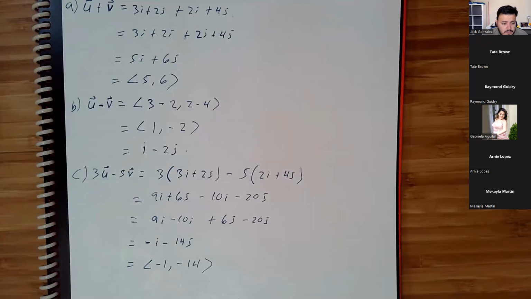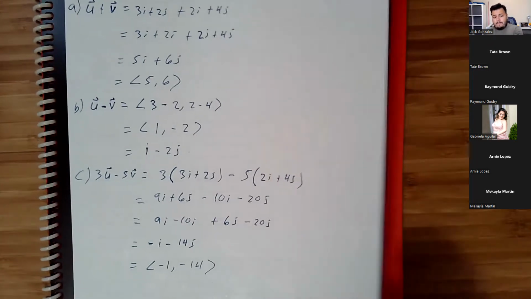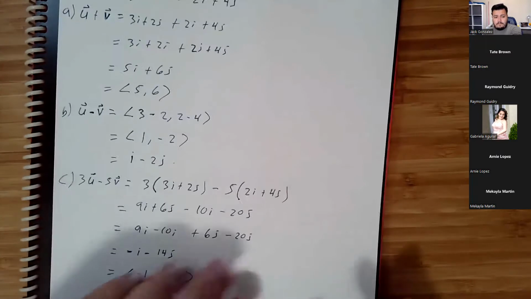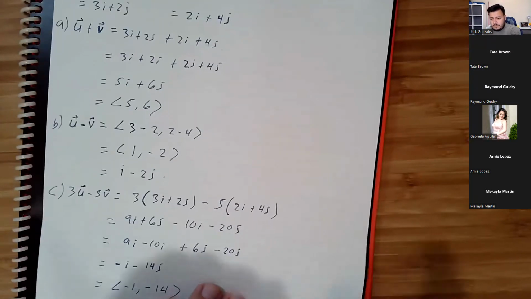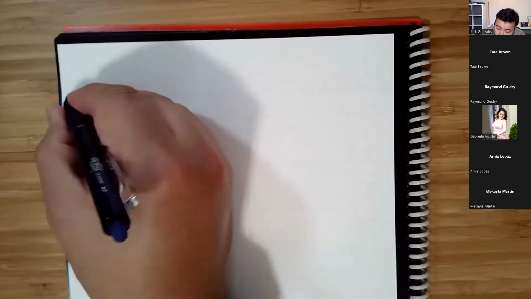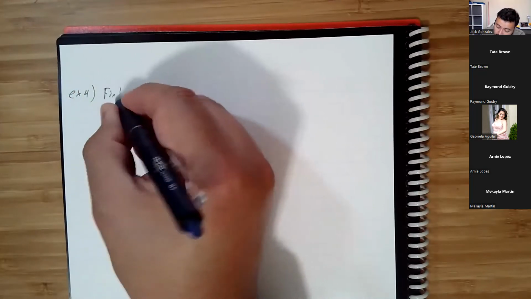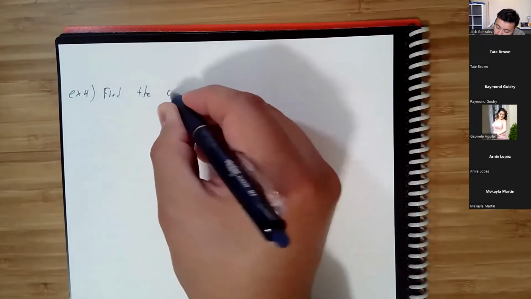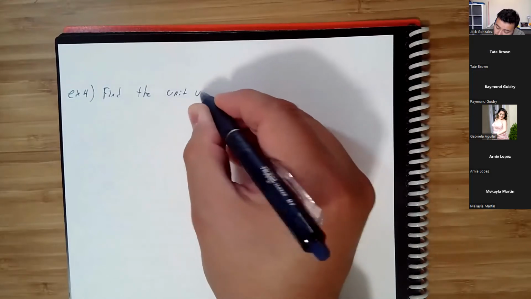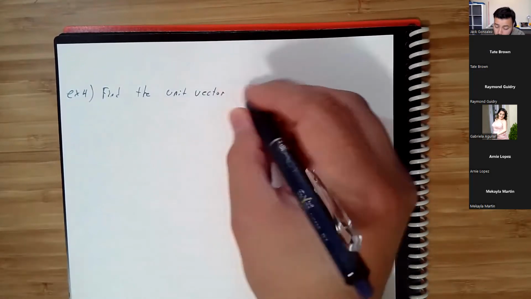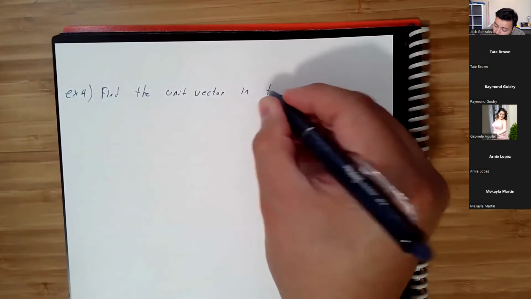Yeah, I think the next, well, that's fine. I'm assuming you guys are cool there. We're almost done here, just almost out of time actually. Example 4, find the unit vector in the direction of v.